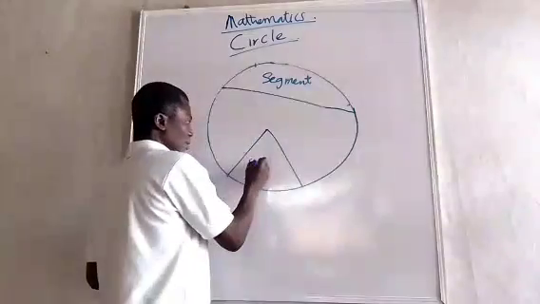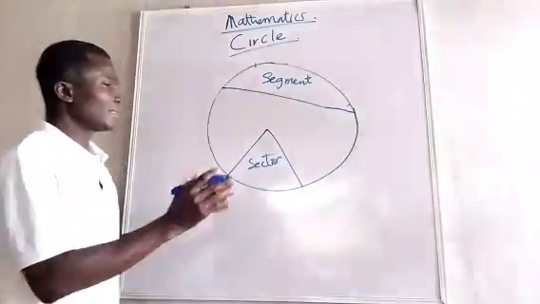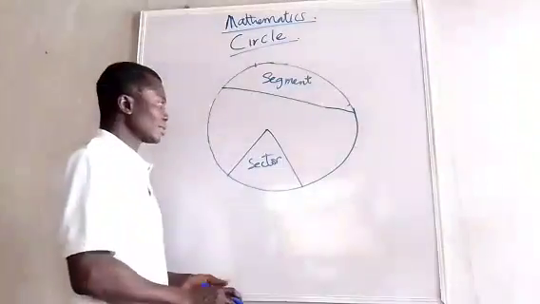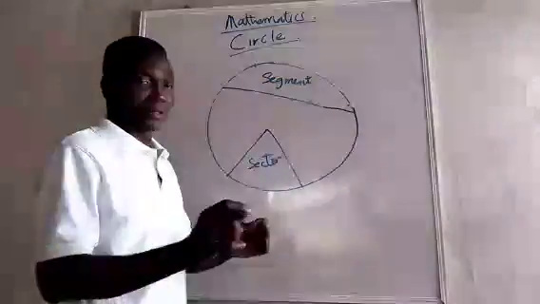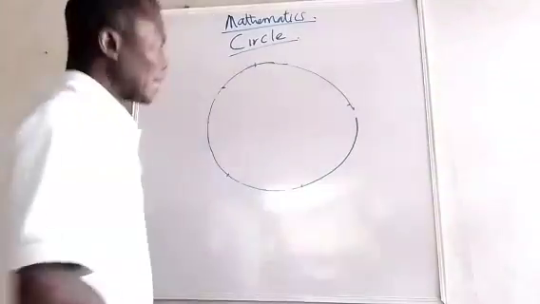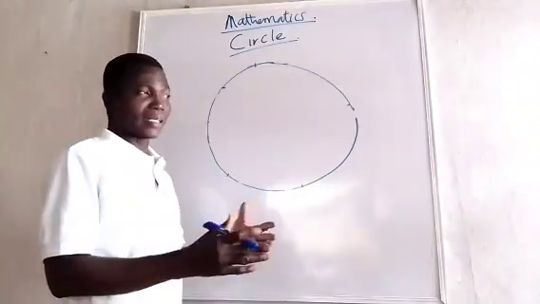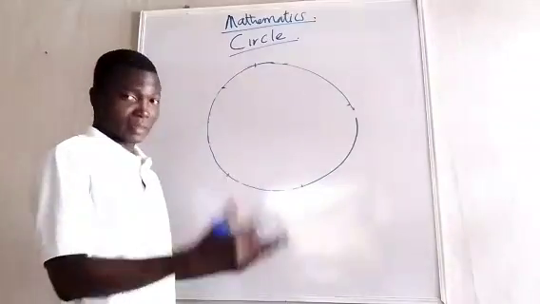You can see sector now. And you can see segments. So you can see it is so easy to understand. Now, there is a special chord, and this special chord is what we refer to as diameter. It is the longest chord in the circle.